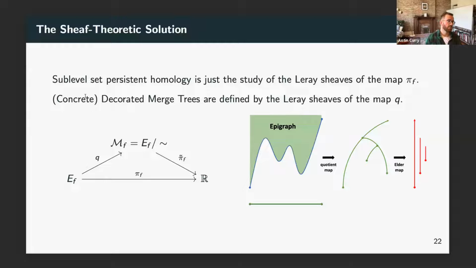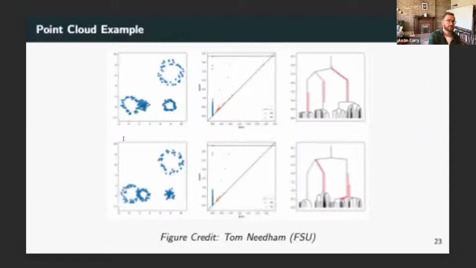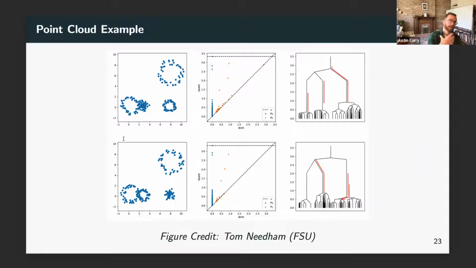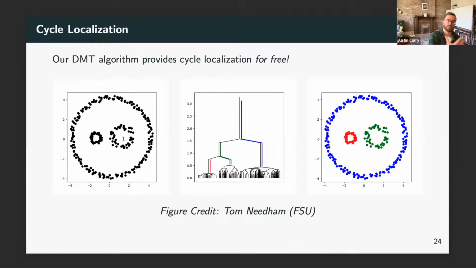And so one way of defining this decorated merge tree is that I'm going to use this array sheaf construction I mentioned earlier, but now associated to this quotient map Q that goes from the epigraph to the merge tree. Of course, this just looks like a cartoon, but it's something we've actually implemented in code, studied on synthetic point cloud examples, and some nice things pop out, like you get cycle localization for free once you modify the persistence algorithm in an appropriate way.